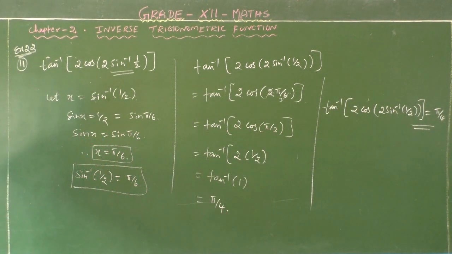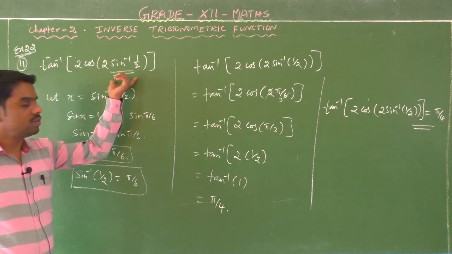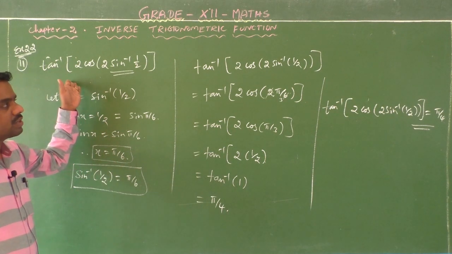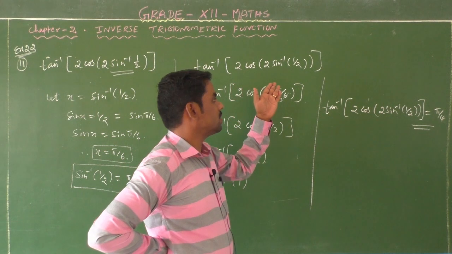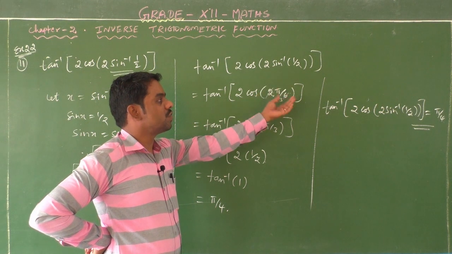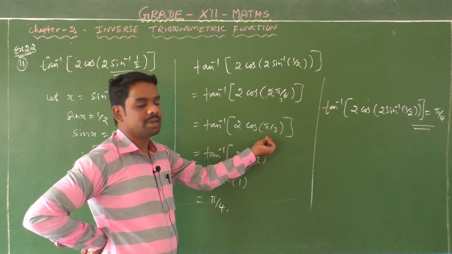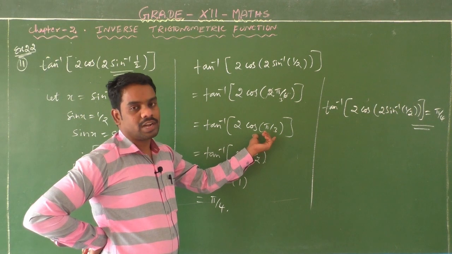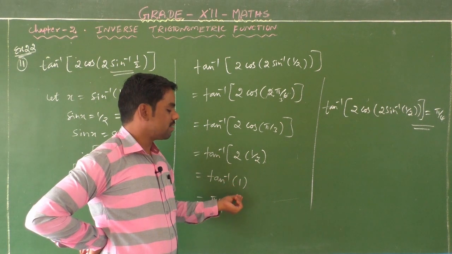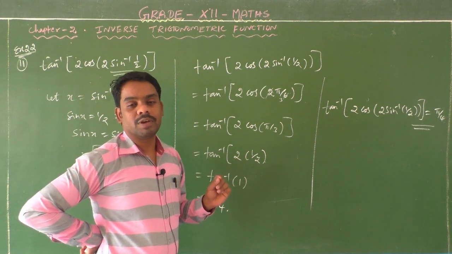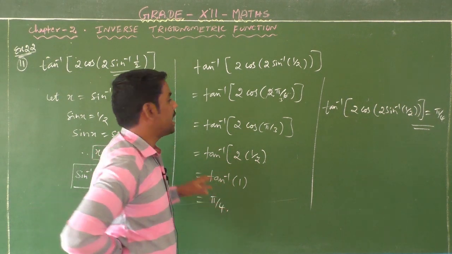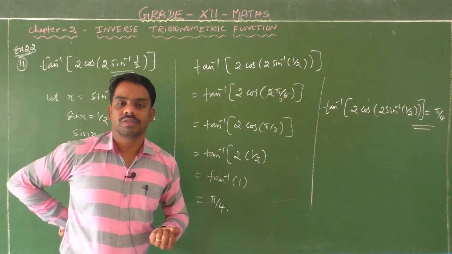Listen. First of all, find the value of sine inverse of 1 by 2, which is pi by 6. Substitute this value in the given question. So tan inverse of 2 cos of 2 into pi by 6, that is pi by 3. Cos pi by 3 is 1 by 2, so 1 by 2 into 2 is 1. So tan inverse of 1 is equal to pi by 4, since tan pi by 4 is 1. The required answer is pi by 4. Okay? Right.